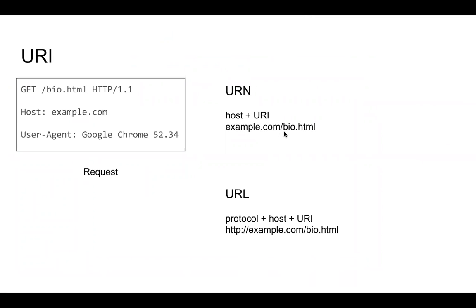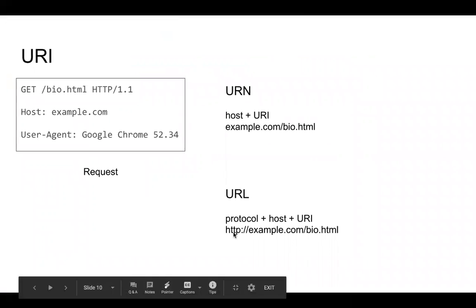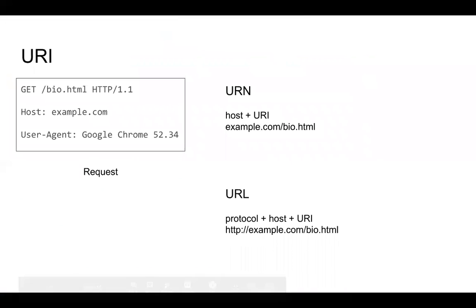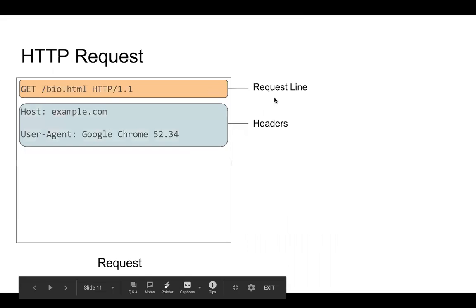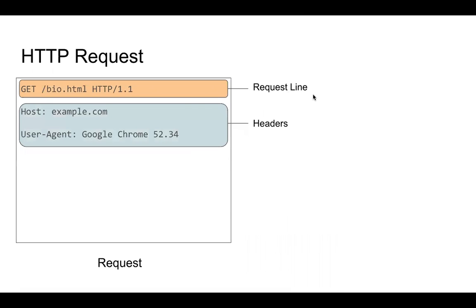So example.com/bio.html. And when you add the protocol at the beginning, the http://, that turns a URN into a URL. Often when you type things into your browser, you're actually typing in a URN, not a URL, and the browser auto-completes by adding your request type at the beginning. So that's the first part of the request line. What questions do you have about the request line before we talk about the next part?